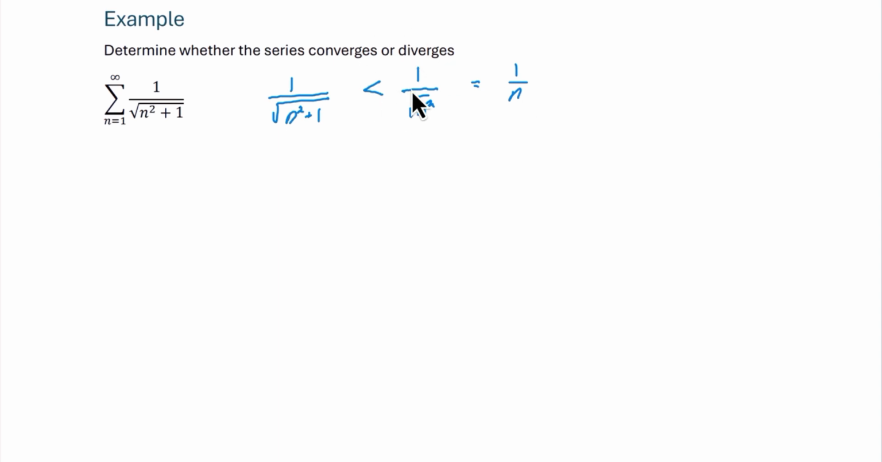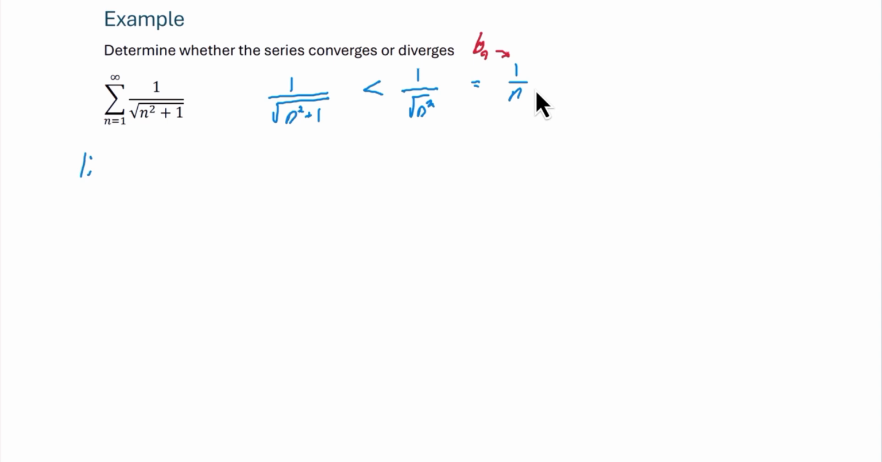If the bigger series diverges, we don't really know anything about the smaller series. It may diverge, but it may be small enough that it actually converges. So using direct comparison here doesn't help us in this case. But we'll still use 1 over n as the b sub n in our comparison.